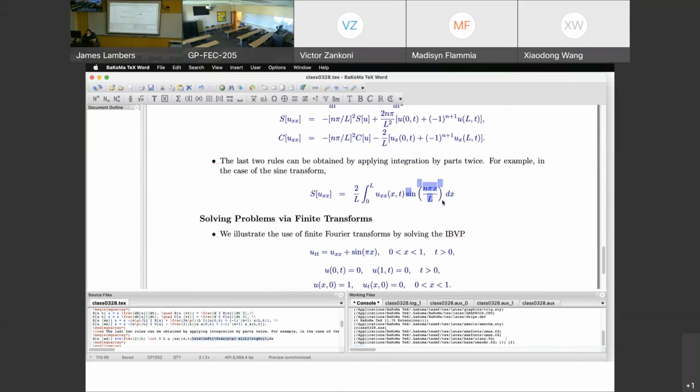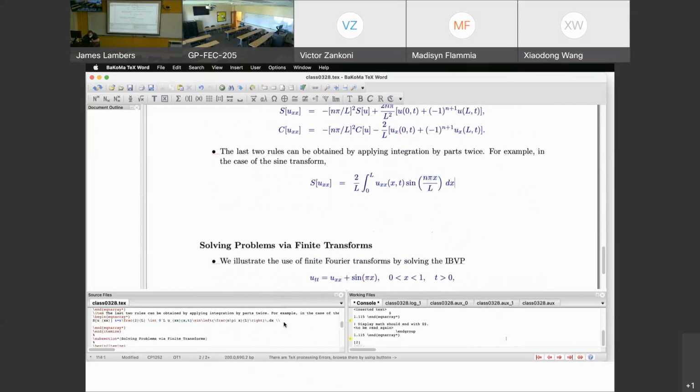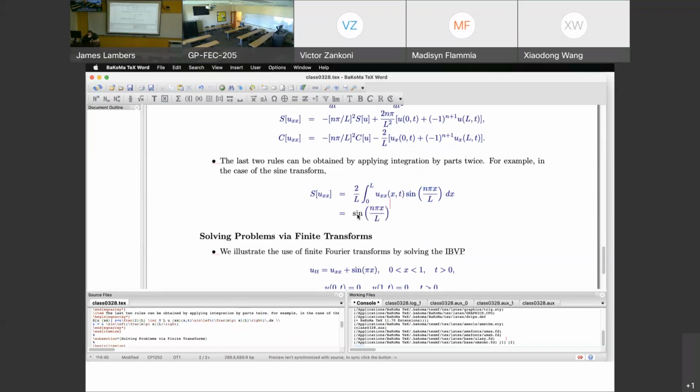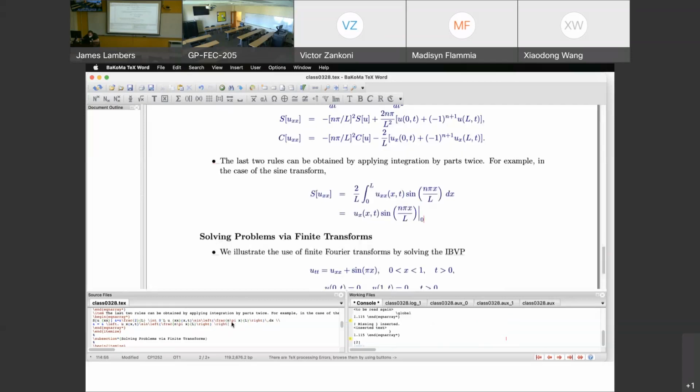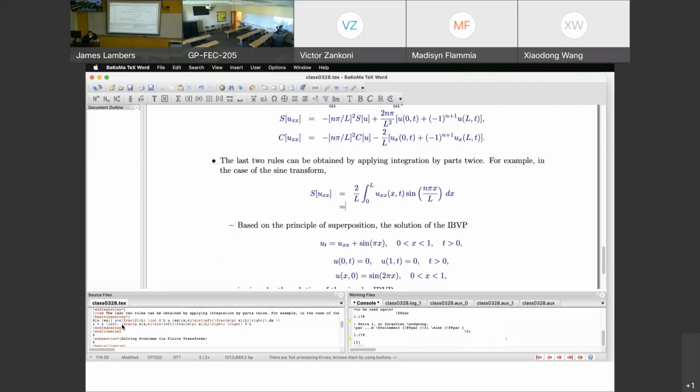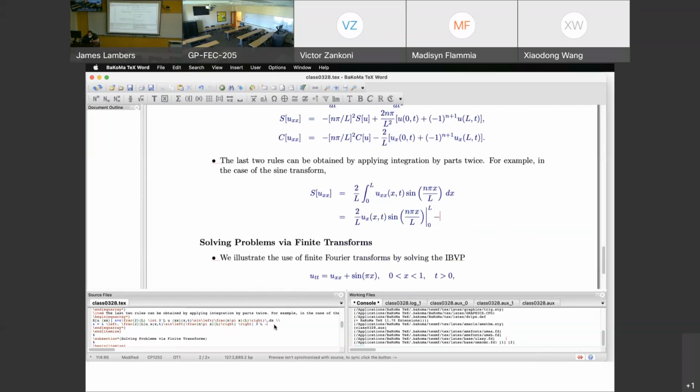Now I can use integration by parts where sine n pi x over L is the u, and uxx dx is the dv. So for the u part, we'll have sine n pi x over L. And then for the v, I integrate the dv, and I get ux, and then going to evaluate that at the limits 0 and L. Oh, I don't want to forget my scaling factor, 2 over L. And then I'll have minus the integral of v du.